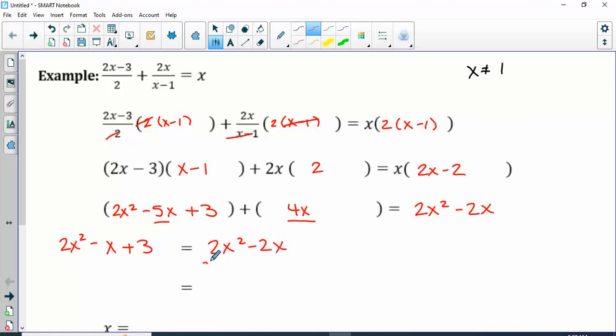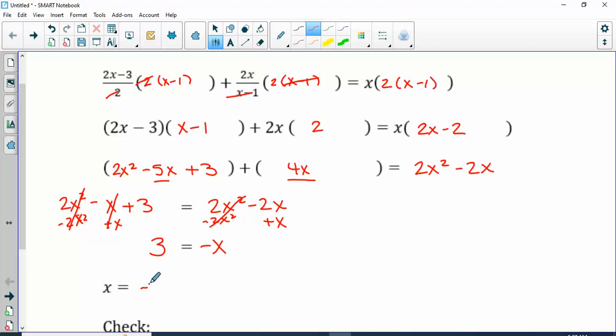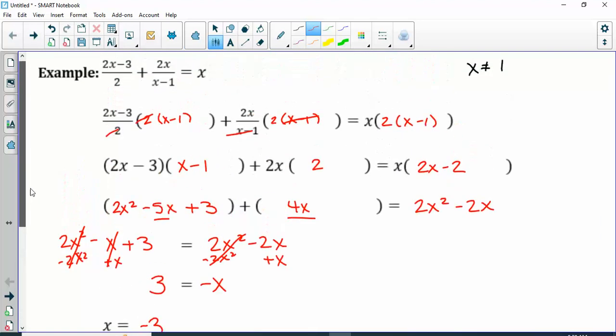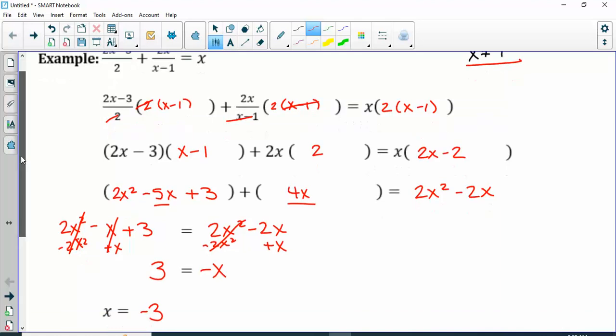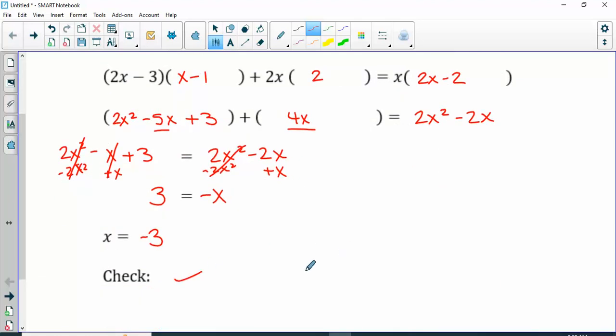Alright, so if I subtract my 2x squared, those drop. I'm going to add over this x. So I get 3 equal to negative x. So x is negative 3. Check. You don't really have to show me the work for that, but we have to go back and make sure it's not a 1. Could you actually plug this in? Yeah, absolutely. So just make sure you are taking that time to check. And if I had gotten something that makes the denominator 0, then I would say no solution for that.